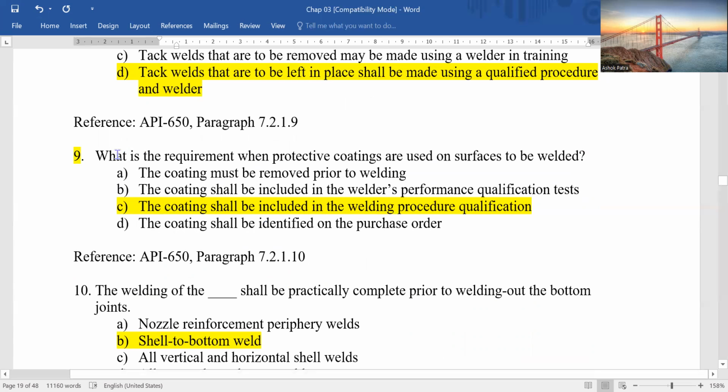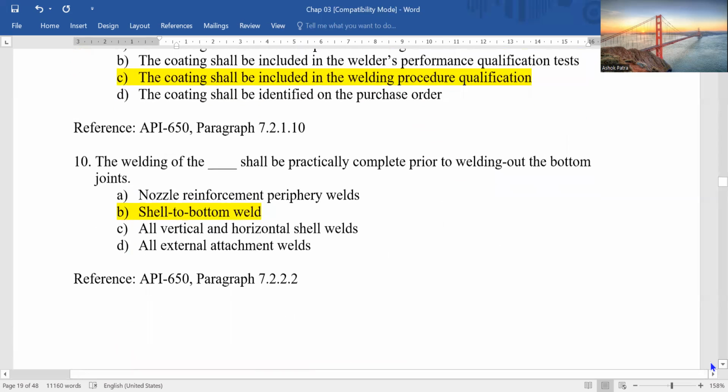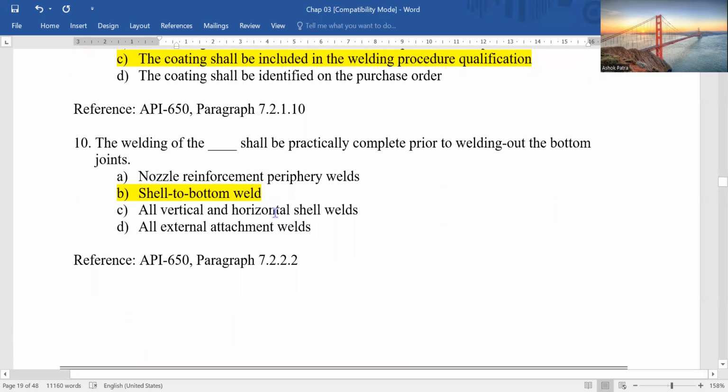653, yes. What is the requirement when protective coatings are used on the surface to be welded? The coating shall be included in the welding procedure qualification if it is a protective metallic coating, not a non-metallic coating. So it should be included in the procedure qualification if it is included in the welding. If you grind it out, no problem. The welding of the shell to bottom weld shall be practically complete prior to welding out the bottom joints.